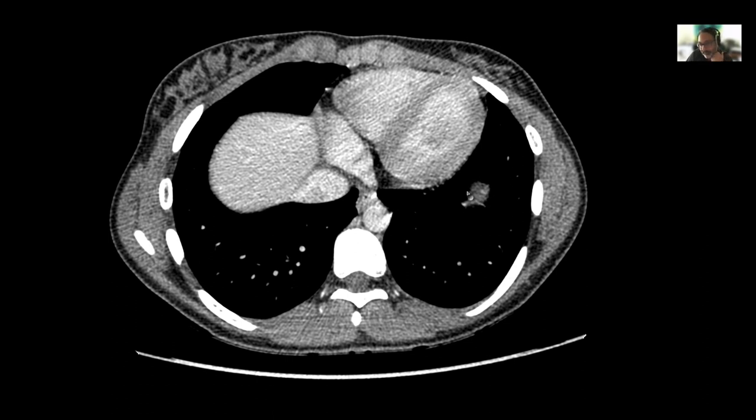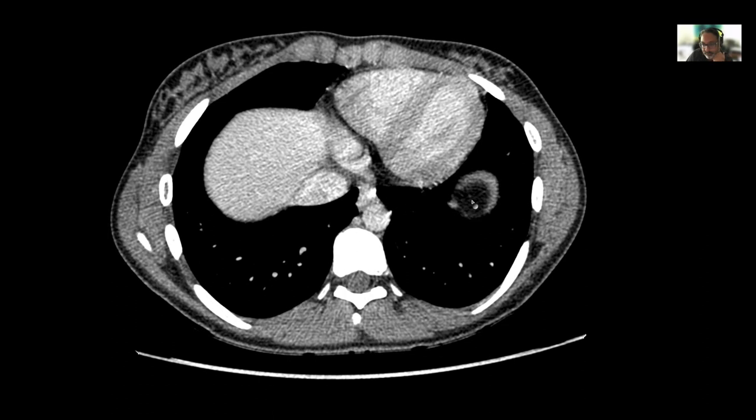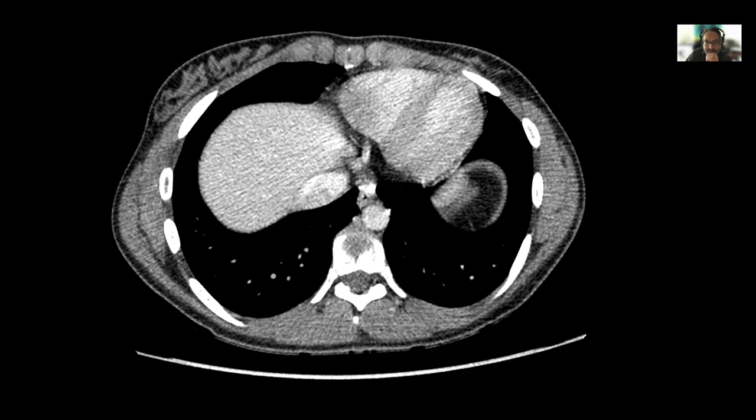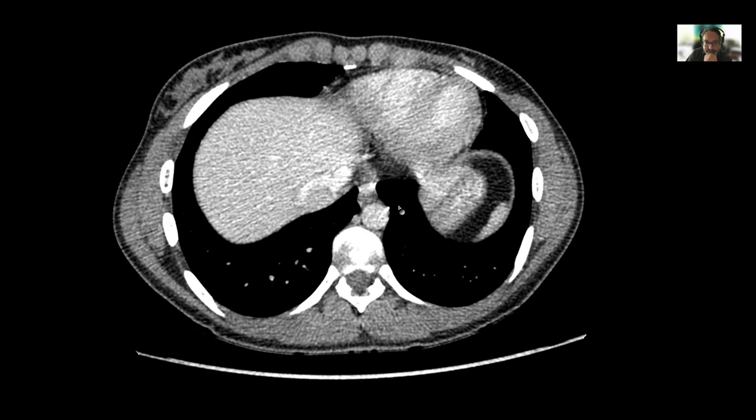Then the diaphragm comes up on the left side. So the esophagus is still here, and under the diaphragm on the left side is the spleen and the stomach. So you'll start seeing the spleen and stomach on this side. So let's keep going down further. The esophagus is still there. The liver is on this side. The spleen and stomach are on this side. And let's keep going down.